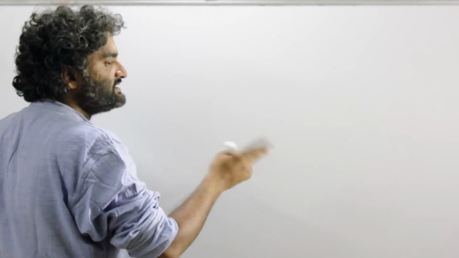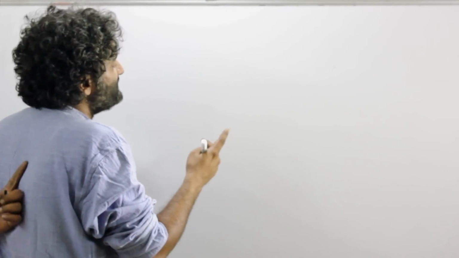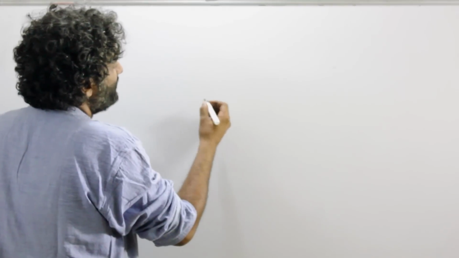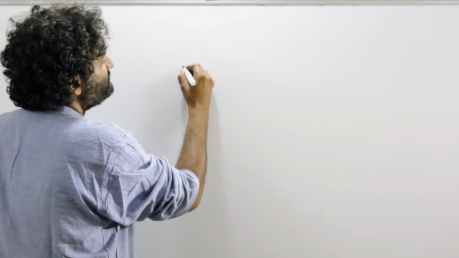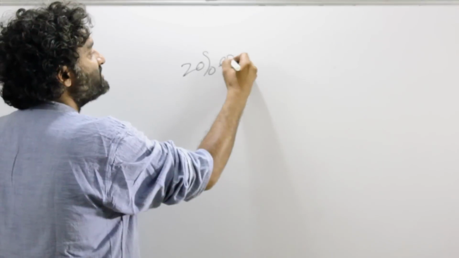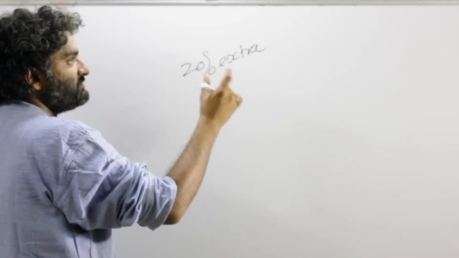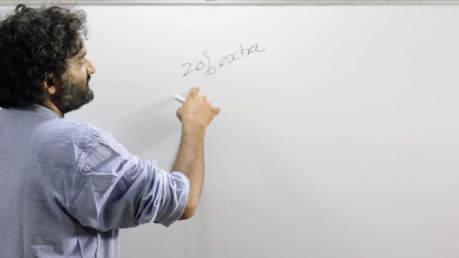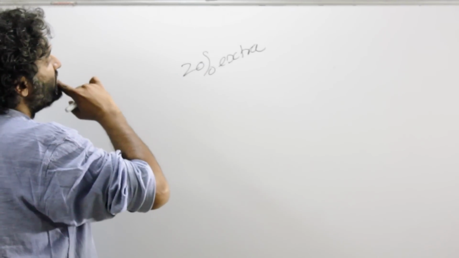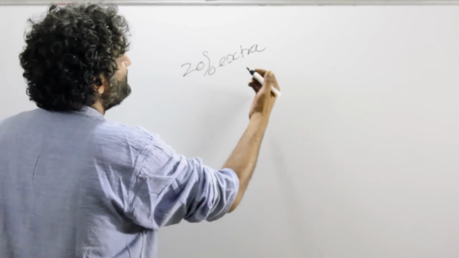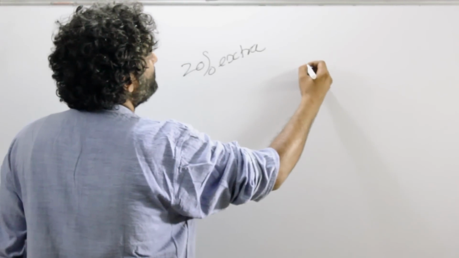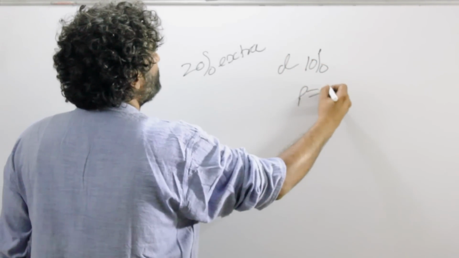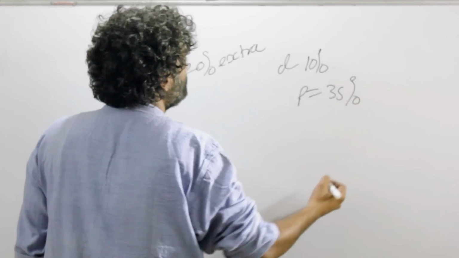Another problem where we mix these two forms, impurity as well as faulty weights. Okay, so let's say our trader mixes 20% extra impurity, which means impurity is 20% of the original pure material, which will get added to the impurities. Okay, 20% extra impurity. He gives a discount of 10% and still makes a profit of, let's say, 35%.